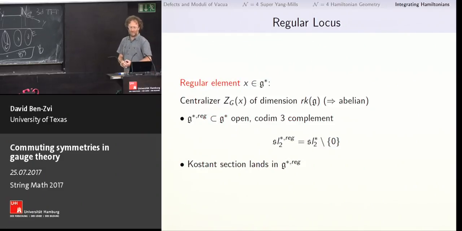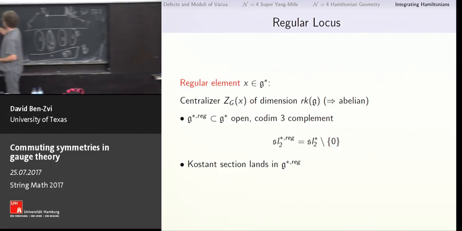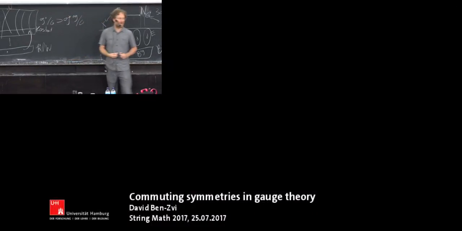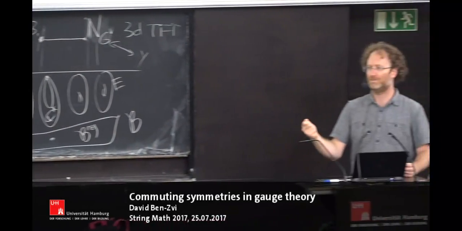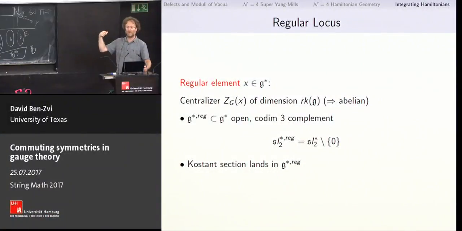Let me say a little bit more about this regular locus here. So inside of here, I have this regular locus, G dual reg. Now, what does it mean to be regular? It means that the centralizer of your element is of the smallest dimension. It's an element of the Lie algebra whose centralizer's dimension is the rank. It makes the centralizer abelian. So if you look at regular elements, they have centralizers which are abelian groups. And this is a big open locus. So in SL2, for example, the regular locus is everything except 0. Every element in SL2 is regular except 0, whose centralizer is all of SL2.